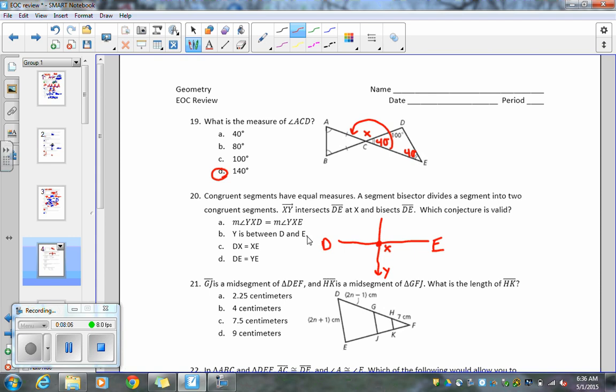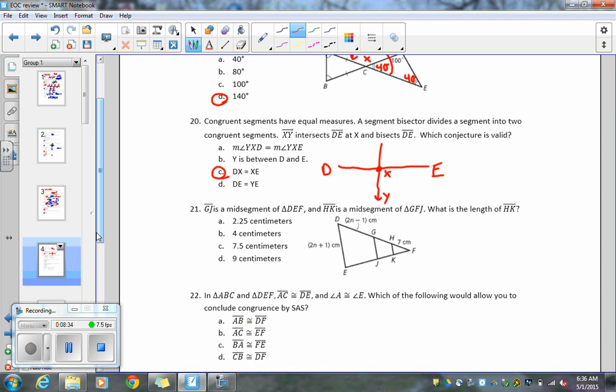Y is between D and E. DX is congruent to XE. That would be a valid statement. DE is equal to Y. No, that wouldn't work. Y is between D, well, technically Y isn't. X is between. YXD is congruent to YXE. No, that's not congruent. So what I'm looking at is C for question number 20.